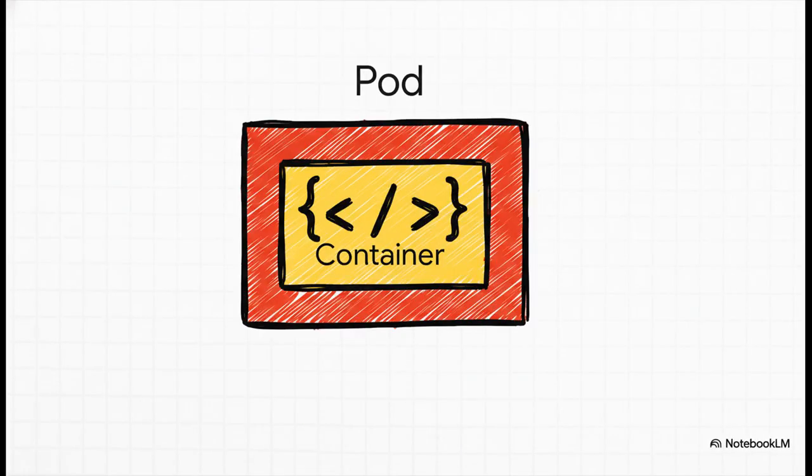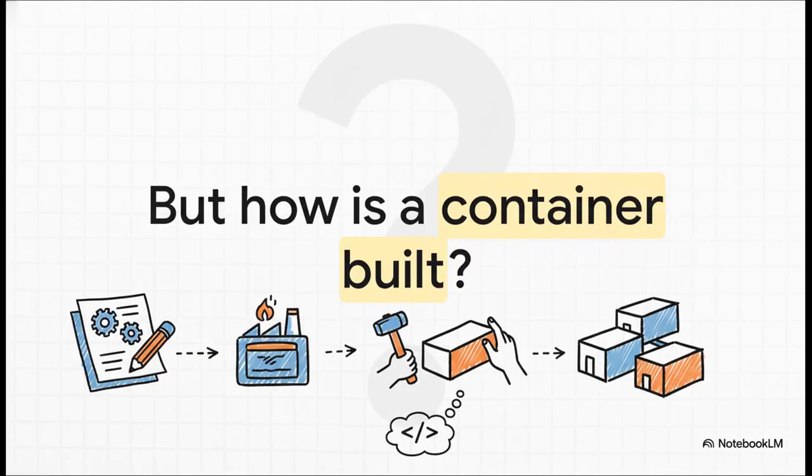And finally, we've reached the very center of our Russian doll. Inside that red pod, we find our last box, a yellow one. This is the container. This is where your actual application code, the stuff you wrote, finally gets to live and run. So we have a green cluster with blue nodes inside, which run red pods that hold our yellow containers. It all fits together. But that brings up a pretty important question.